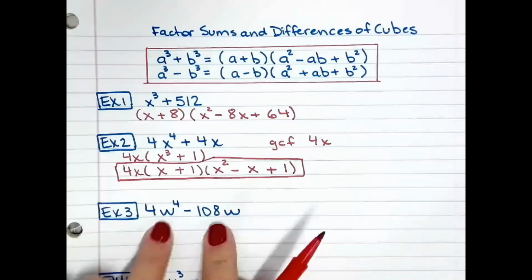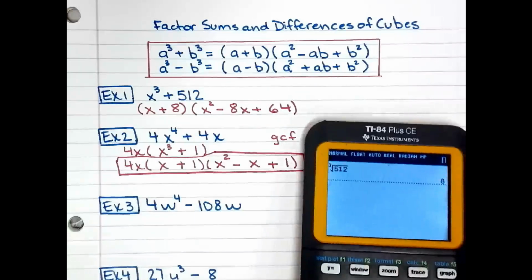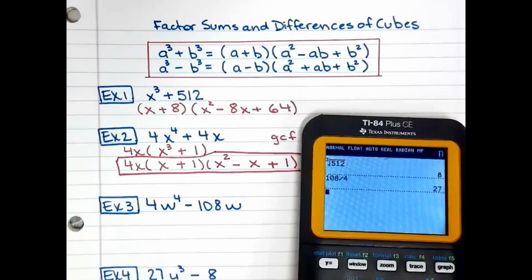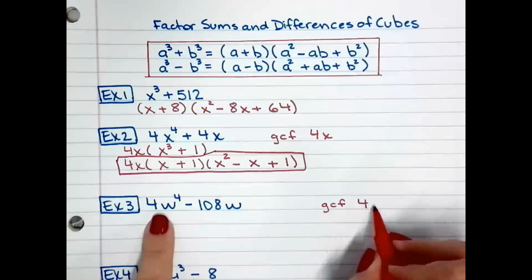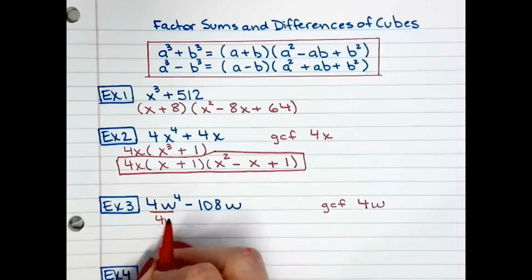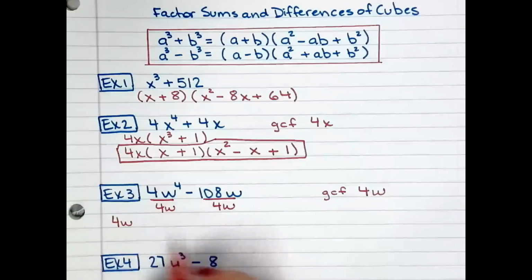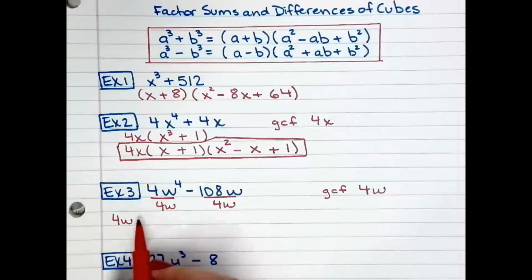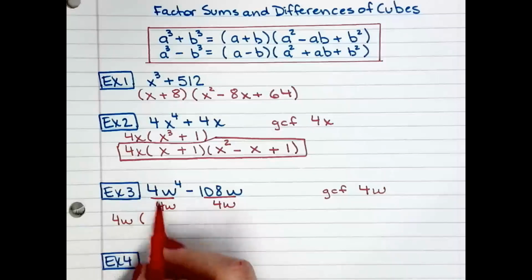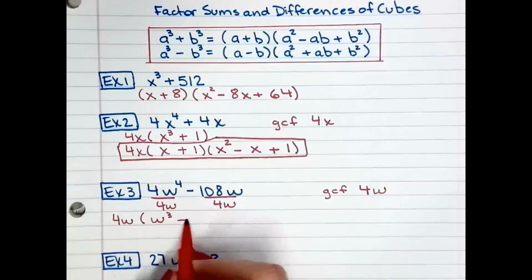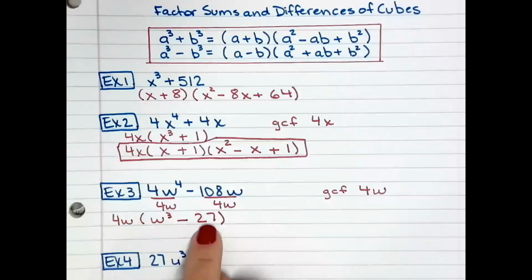All right. Now, GCF right here. Can I divide 108 by 4? Let's see. Ta-da! Yes, I can. So the GCF for number 3 will be 4w. So we're going to divide both terms by 4w. Like you know, GCF doesn't disappear. It goes right there in the front. So 4w. 4w to the fourth power divided by 4w is 1w cubed minus 108 divided by 4. I have 27. Now, I know 27 is a perfect cube.